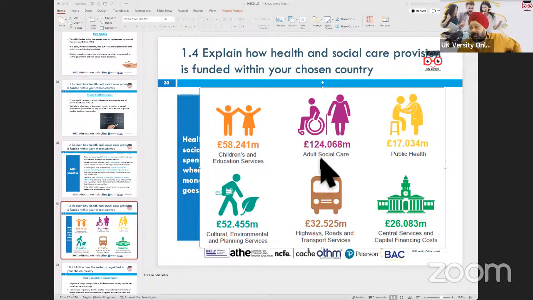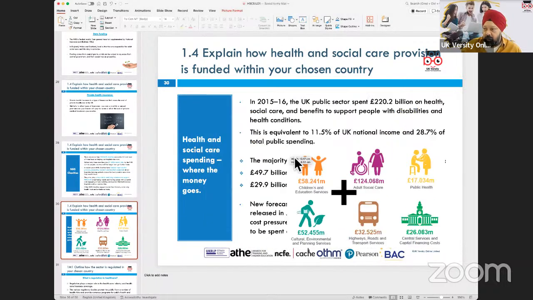124 million for adult social care services, 17 million for public health services, 52 million for cultural and environmental planning services, which is your recycling of waste and other bits, then transport, road and highways, and then central services and financing costs. So in general, one area through which funding comes for health and social care provision in your country, say for example England, as you can see, comes from local authority funding, which will be council tax bills that we pay as members of public. And part of it, as you can see, 17 million is going to public health, 124 million into social care, and then children's education services would be schools, sixth form colleges, and things like that.